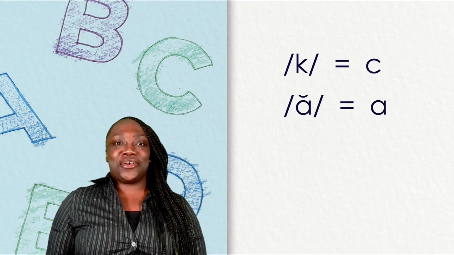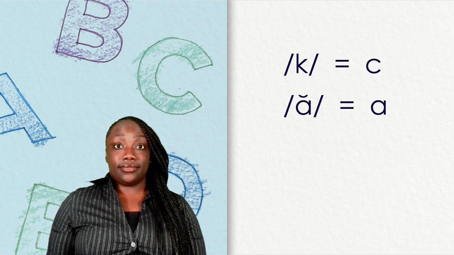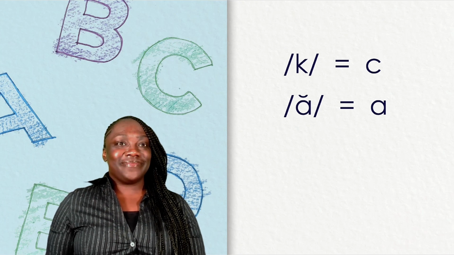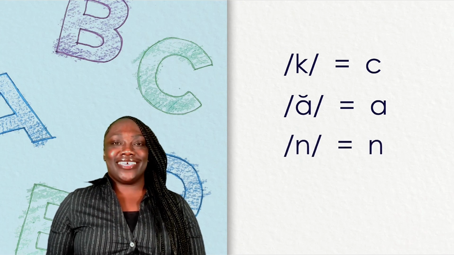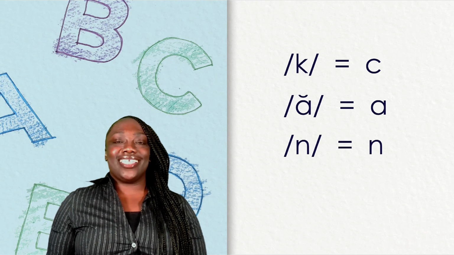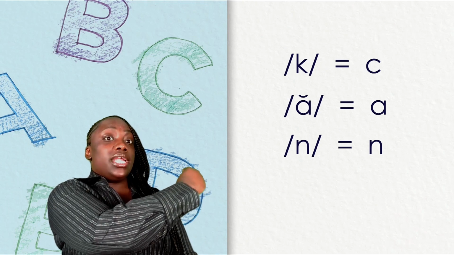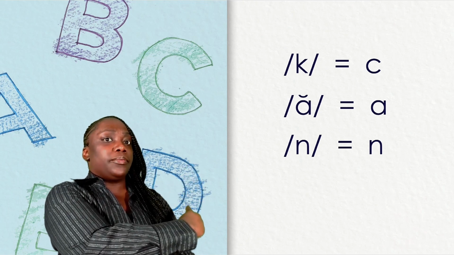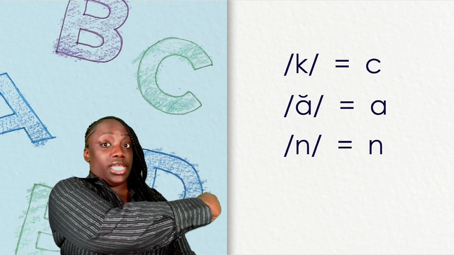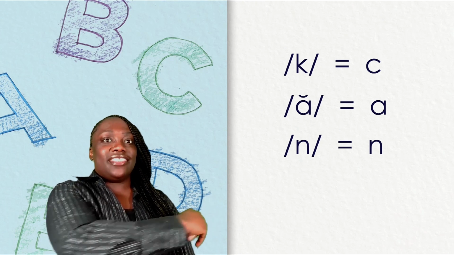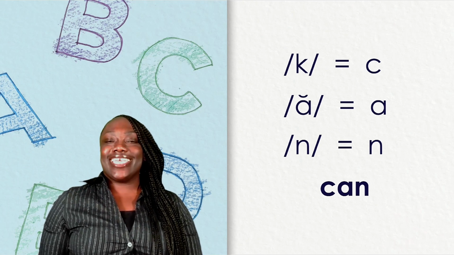What is the final sound you hear in the word can? It's the N sound, which you know we make with the letter N. Let's skywrite it. For N, start in the middle and pull it down to the bottom. Next, retrace your line going up, then curve to the right and pull straight down to the bottom again. There. We've made all the letters for our word can.